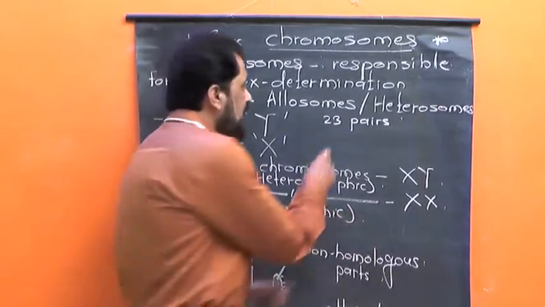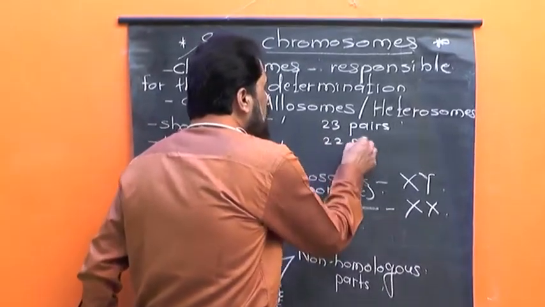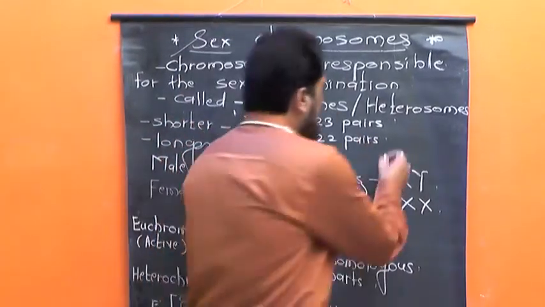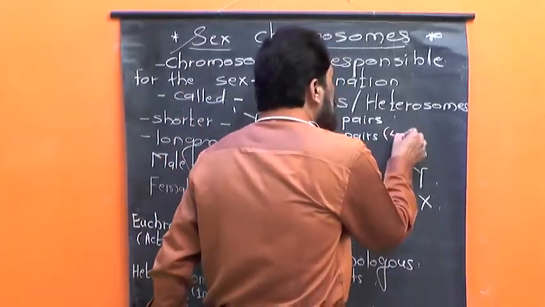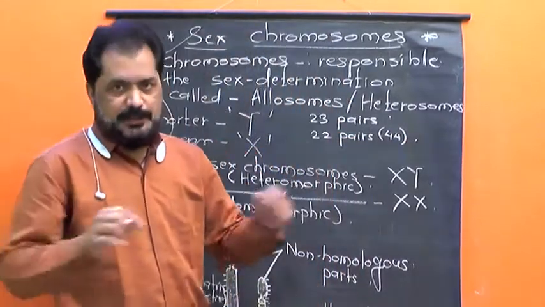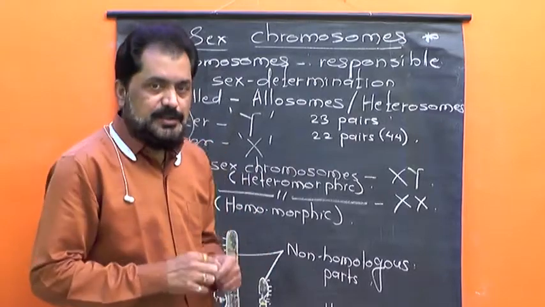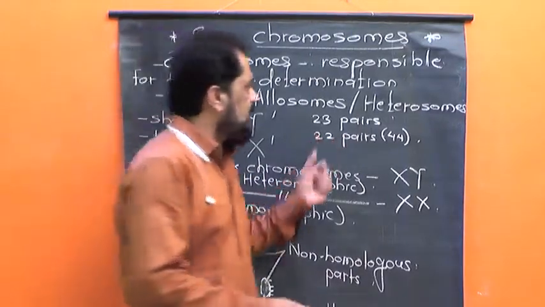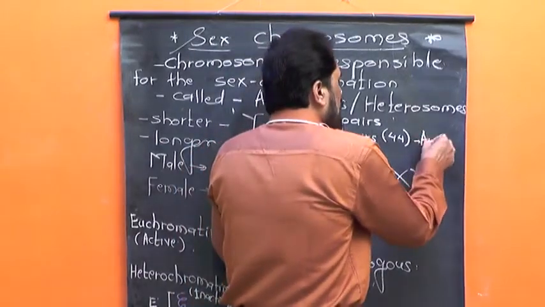You know, in male it is XY and in female it is XX. Means the remaining 22 pairs of chromosomes, or we can say 44 chromosomes, are responsible to control the general body characters, somatic characters, and such chromosomes which control general body characters are known as autosomes.